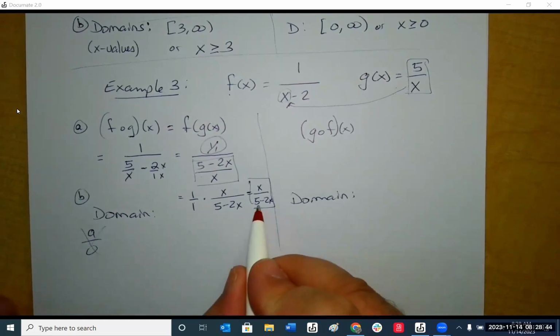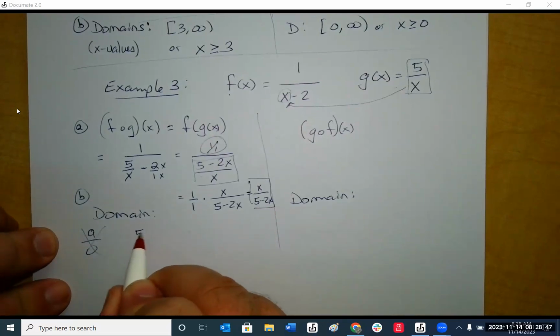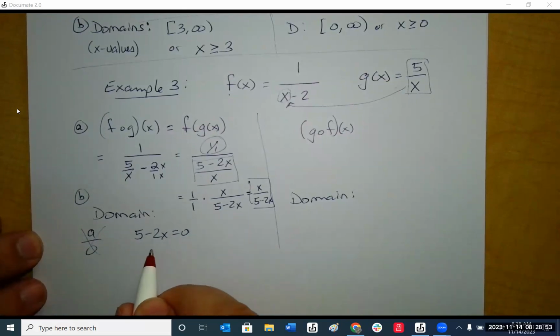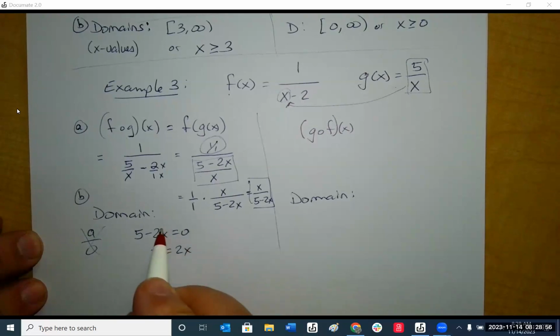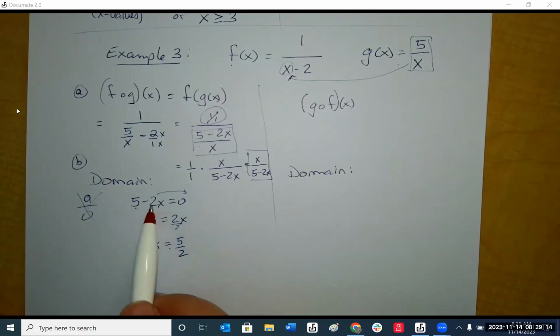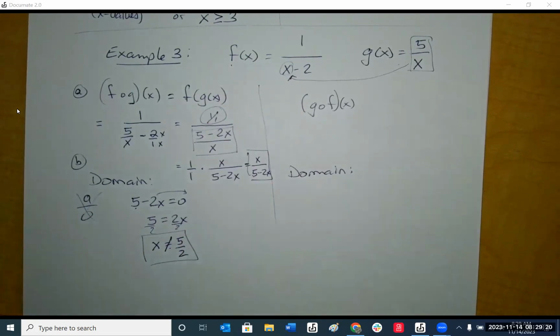So what we do, since we have an equation on the bottom, set that equal to 0 and solve for x. So 5 equals 2x, move that over, and divide by 2. So x is equal to 5 over 2. So when x equals 5 over 2, that makes the bottom 0. So I cannot use 5 over 2. I can use any other number except that. That's my domain. I can use anything except 5 over 2.